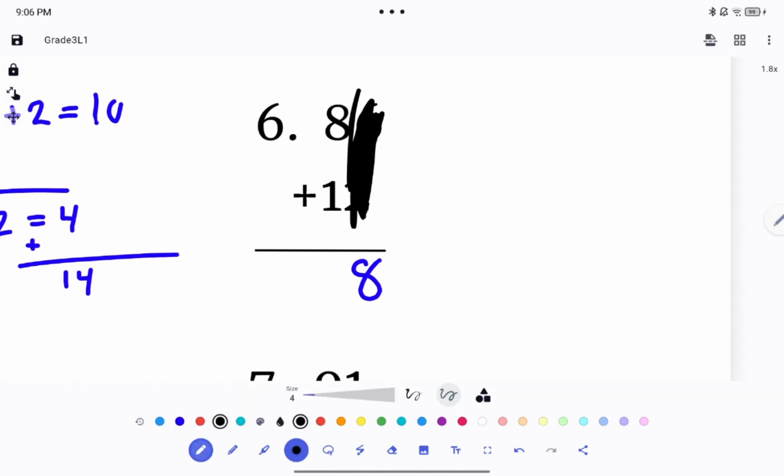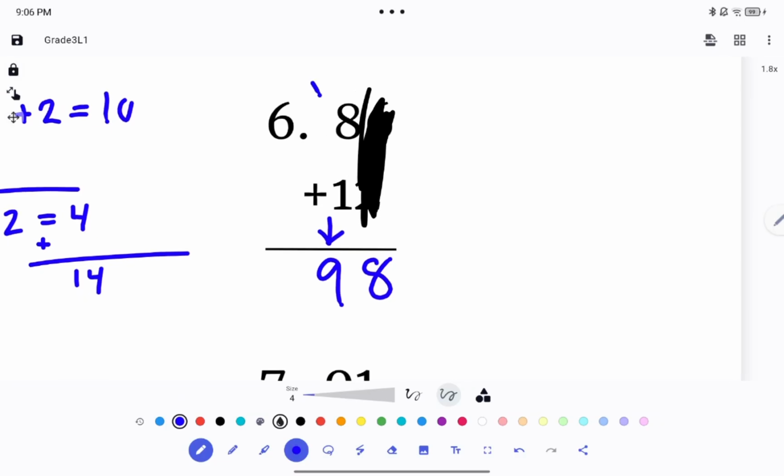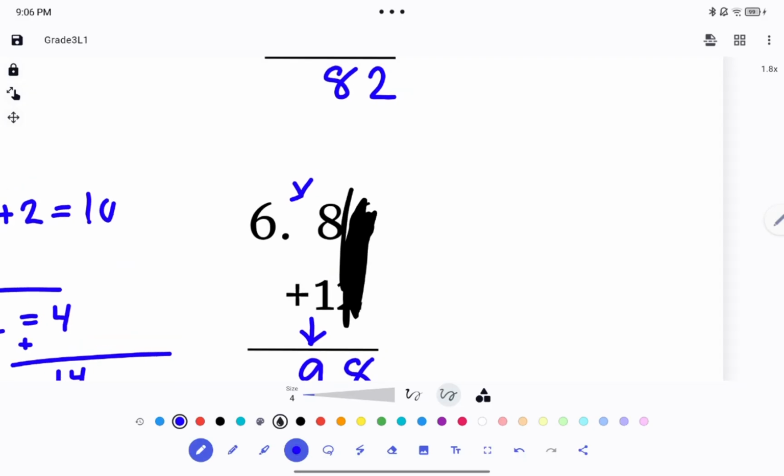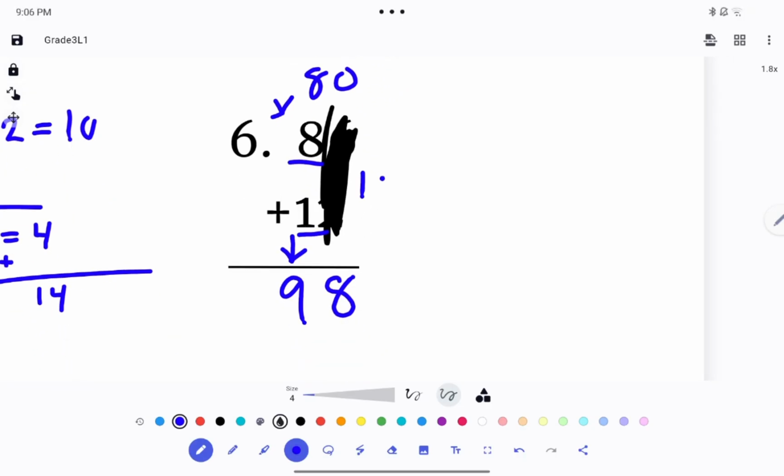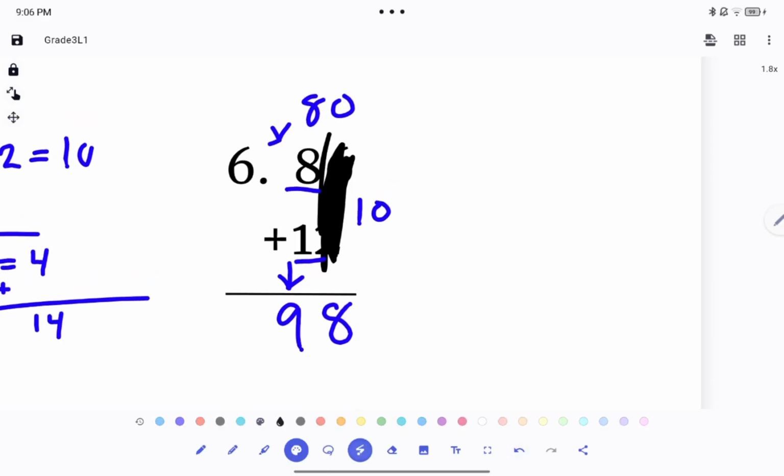8 plus 1 is equal to what? 9. And you move that in the tens column because you're adding these numbers in the tens column. Because secretly, this 8 is really an 80, and this 1 is secretly a 10. So you get the final answer of 98.